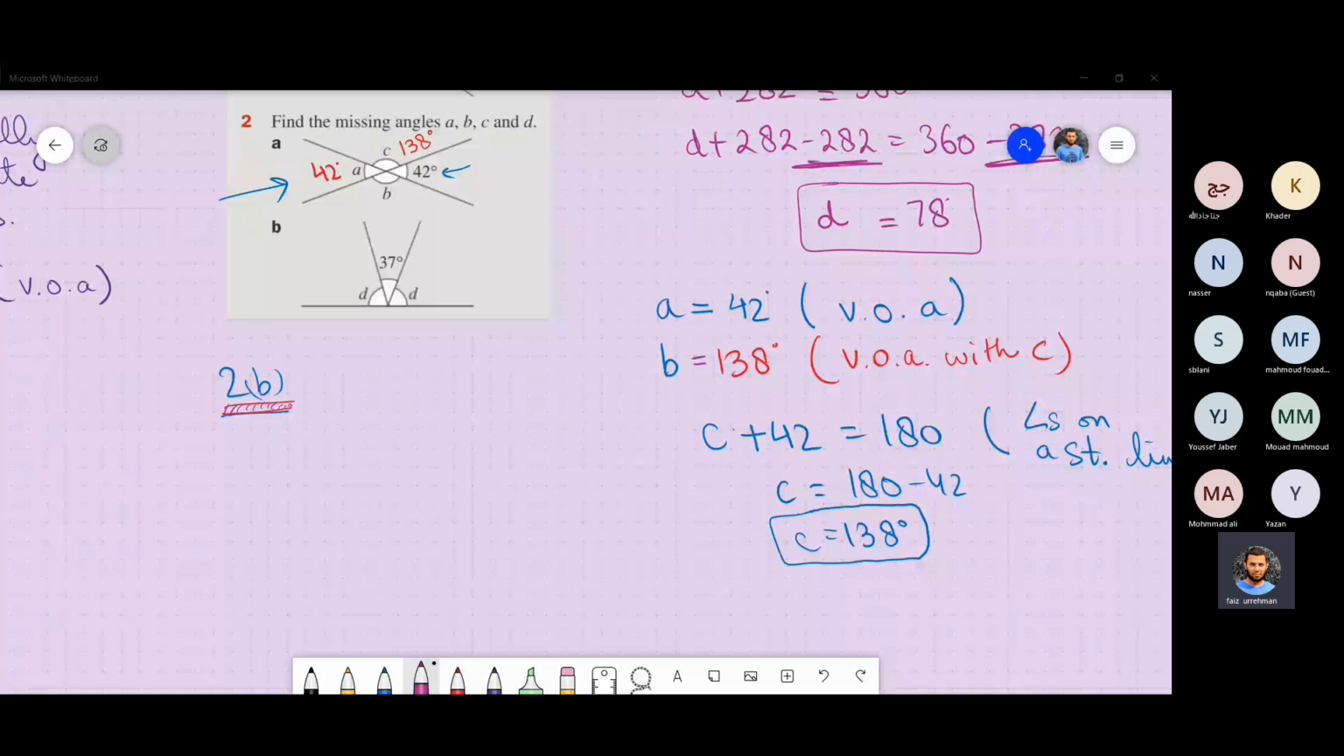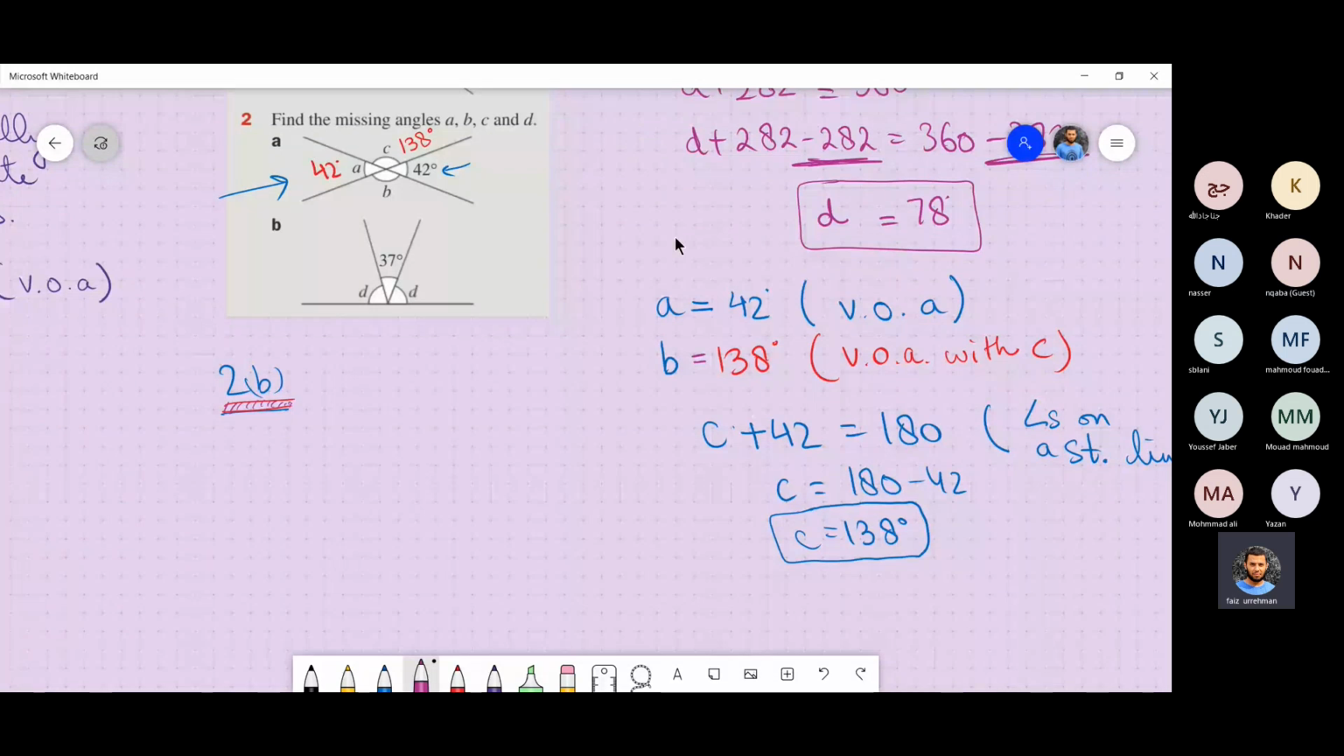Yes, Nakaba, tell me. You are there? In question number 2B, how many angles can you see? Three angles. If we add these three angles, what should we get? They should be equal to how many degrees?